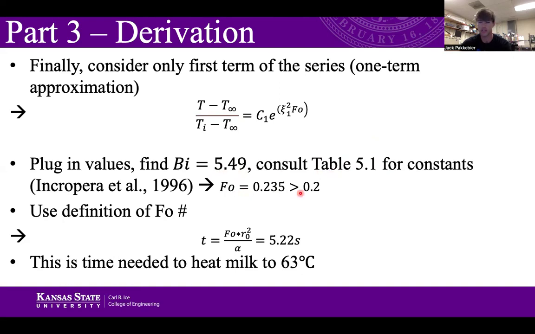Now that we have our Fourier number, we can rearrange to solve for time using the definition of the Fourier number, which gets a time of 5.22 seconds to heat up a section of milk to the desired temperature. This may not be 100% realistic as the milk is flowing, but I was thinking almost to when we were working with the potato, maybe the milk at one section, this is how long it would take to cook up this volume of milk.